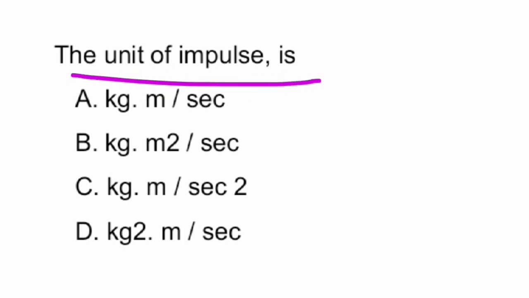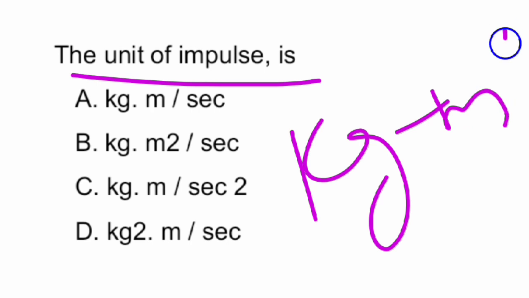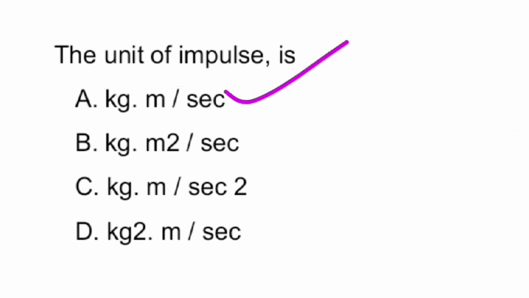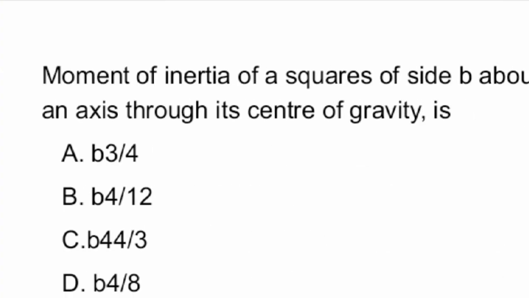Next question. What is the unit of impulse? The unit of impulse is kg meter per second. Option A is the right answer.